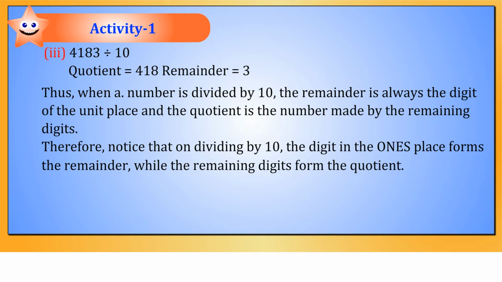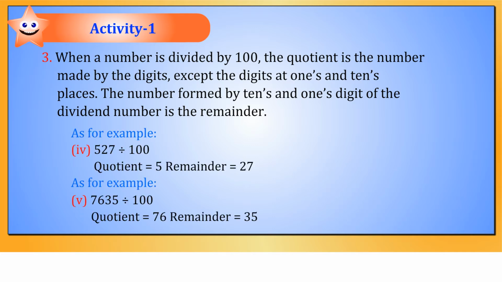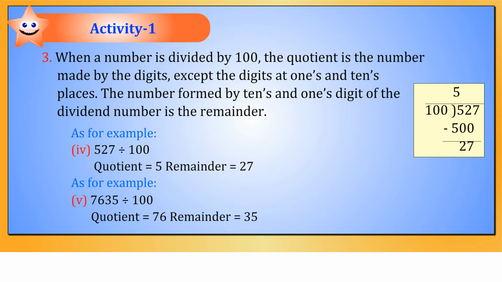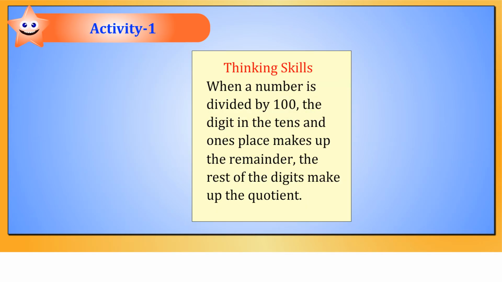For example, 527 divided by 100: quotient equals 5, remainder equals 27. For example, 7635 divided by 100: quotient equals 76, remainder equals 35. Thinking skills. When a number is divided by 10, the digit in the ones place makes up the remainder. The rest of the digits make up the quotient. When a number is divided by 100, the digits in the tens and ones place make up the remainder. The rest of the digits make up the quotient.